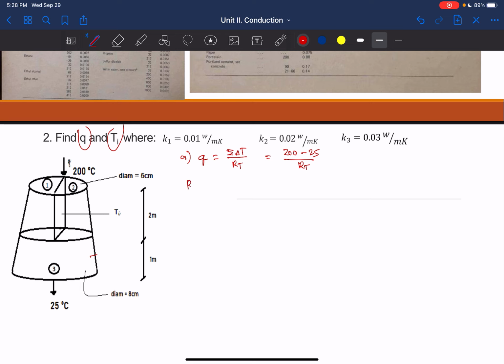Okay, so let's begin with R1. So I think half of that. So R1 would be, what's the height? It's 2 meters. So that's 2 meters all over. What's the diameter? Diameter is 5 centimeters. So basically, the half of it is 2.5. So I have K is 0.01. The mean area. What's the formula for the mean area? Would be pi R1, R2, right? For the frustum.